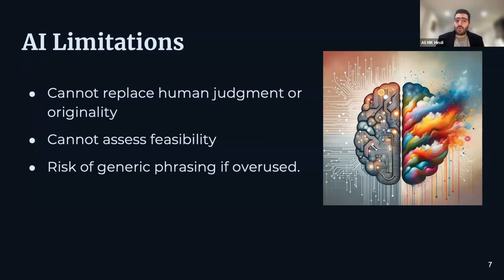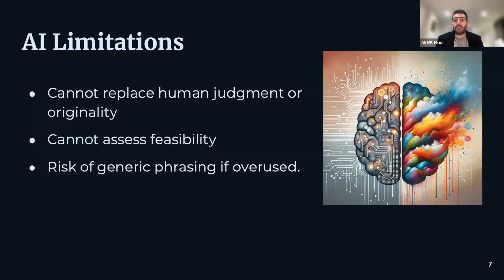And then, of course, I think this one we all know, there's this risk of generic phrasing if overused. So if you're going to use AI to write from scratch, to come up with the idea from scratch, it's just going to show. You know what I mean? It's very obvious. So I think people worry a lot about, oh, what if people use AI? I'm like, if they use it incorrectly, then it's going to show.